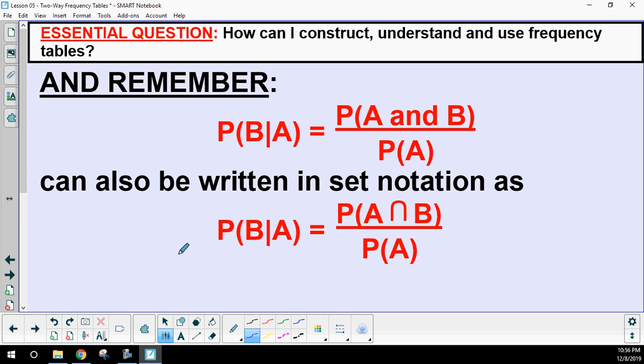Also, a probability or conditional probability statement. I think we wrote this one. Don't forget that "and" is the intersection idea.